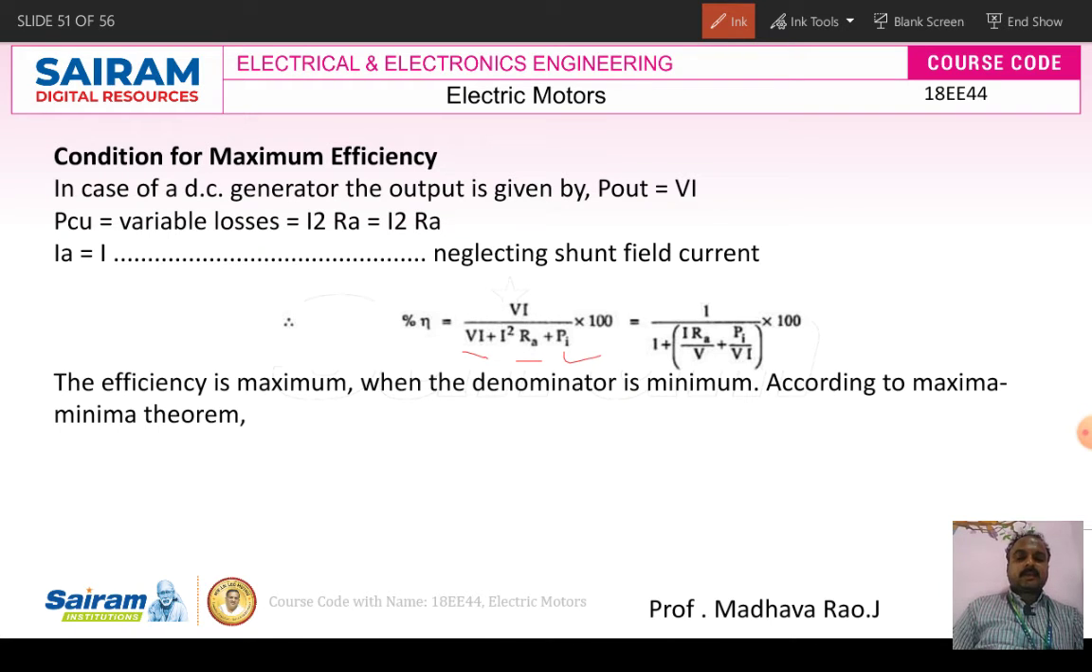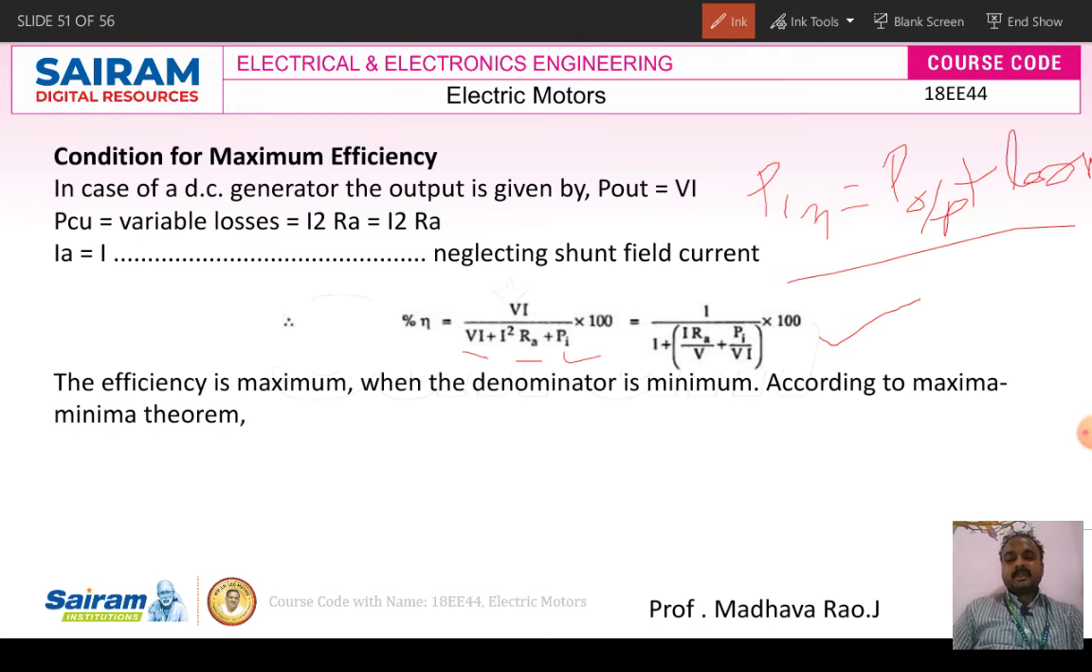Take I common on both sides, in output power and input power. Input power is P input equal to P output plus losses, and the losses are iron losses and copper losses. So take V common in the denominator and numerator. V will get cancelled, giving efficiency equal to 1 by (1 plus I Ra by V plus Pi by VI). We get this relation after taking V common and cancelling.